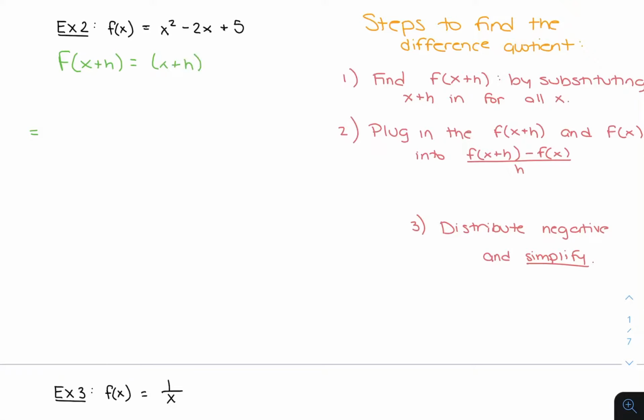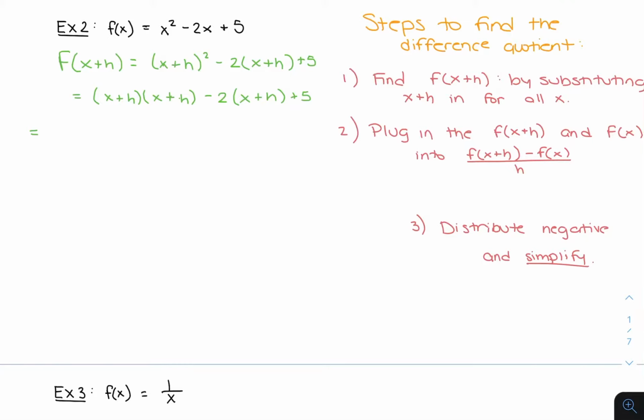So we have (x plus h) squared minus 2 times (x plus h) plus 5. I put parentheses around the x plus h to know that we are substituting that in. And now let's actually try to simplify this a little bit. We have (x plus h) squared. Remember that (x plus h) squared actually means x plus h times another x plus h, and that's by the property of exponents. So now we can bring down the negative 2 times (x plus h) plus 5.